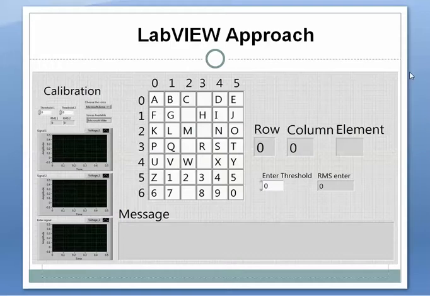As the row and column changes, the current element is displayed accordingly. Thus, the message string is built one character at a time. The keyboard features fully customizable elements that can be tailored to the user's needs.